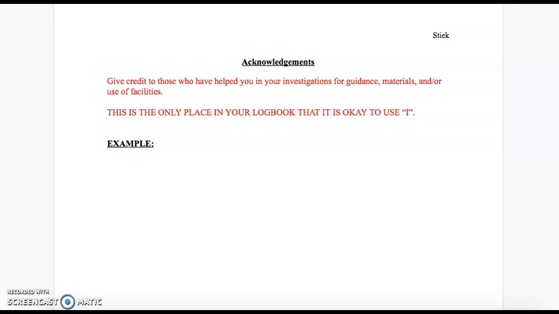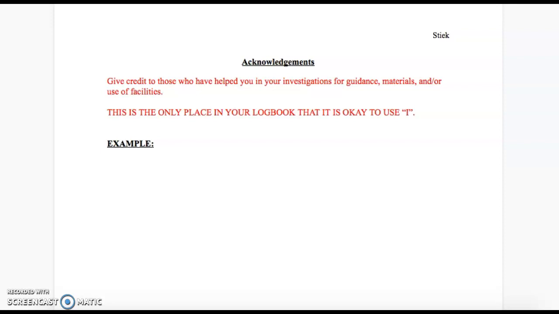This is the place where you give credit, just like you're going to cite your sources in your bibliography at the end. If someone helped you with your writing, if someone helped you with your ideas, if someone helped you with your procedure or helped you to gather materials, this is the spot where you can acknowledge them as well. This is also the only place in your entire logbook that it is okay to use I.